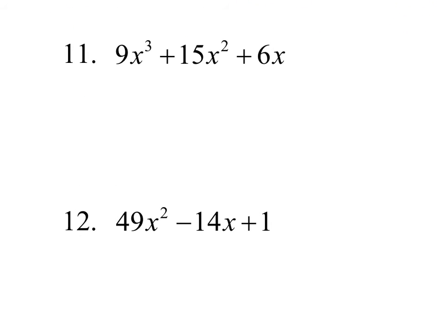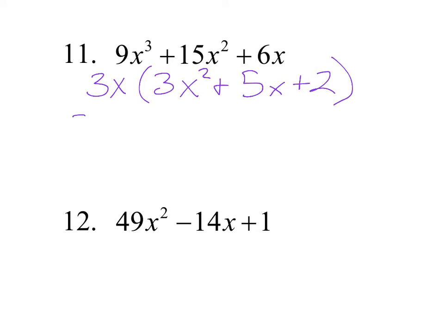All right, let's look at 11. I can factor out, they all have a 3 and they all have an x. So I have 3x squared plus 5x plus 2. So I have a 3x out here. That 3x has to be there in the final answer, so you need to keep writing it. I know it's a pain, but there you have it.